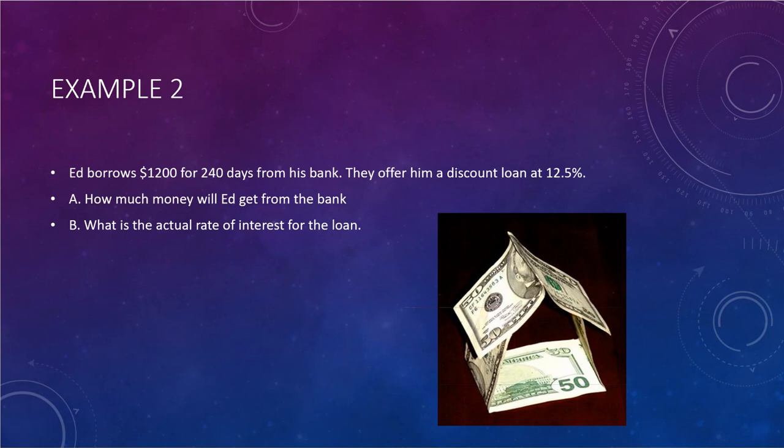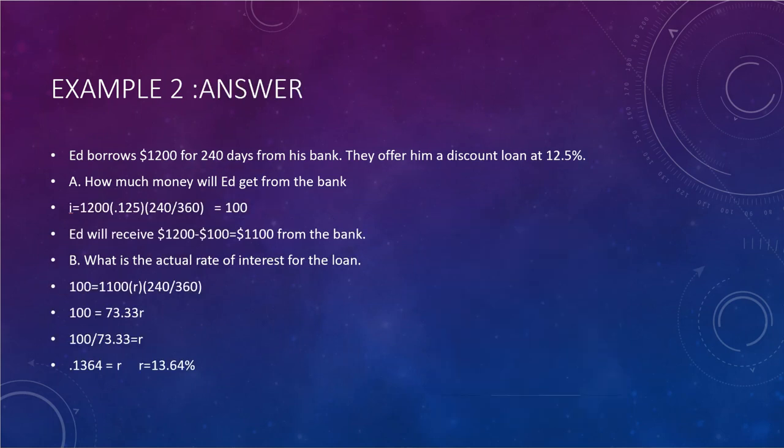All right, let's take a second look, make sure we really understand how this works. Let's say Ed's borrowing more money. Let's make this $1,200, again a short amount of time, 240 days from his bank. They're going to offer him a discount loan at 12.5%, which you should be thinking, ouch, that's pretty high. We want to know A, how much money will Ed get from the bank, and then B, what was the actual interest rate for the loan? So let's start working this out. Part A, how much money will Ed get?